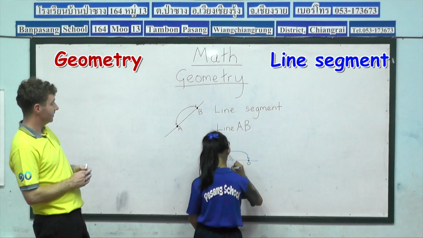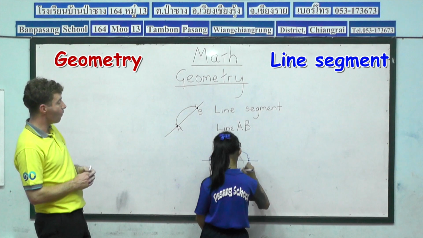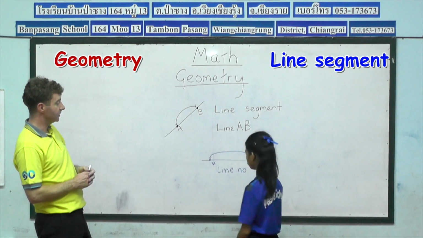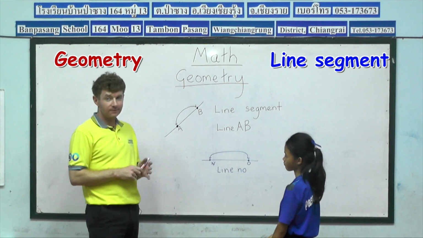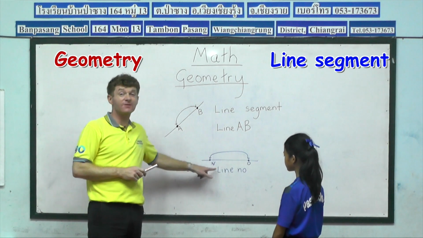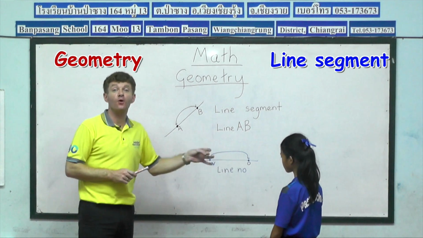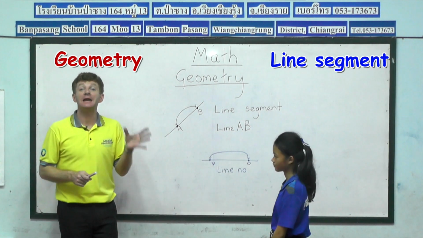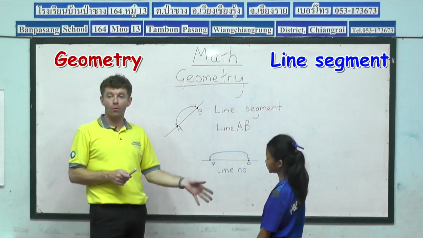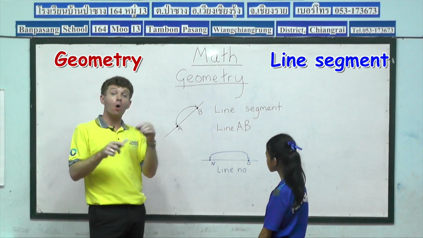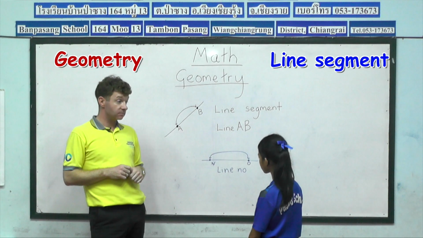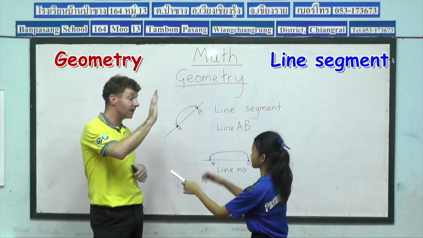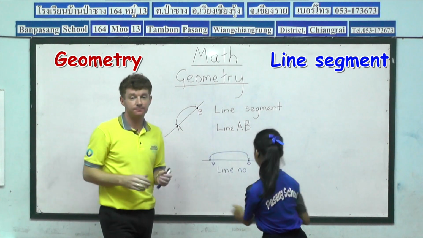L-I-N-E N-O. You see, it's not line no. The two letters Dan has chosen is N-O. So we will call this line segment line N-O or line O-N. And Dan, that was brilliant. High five and a big round of applause.